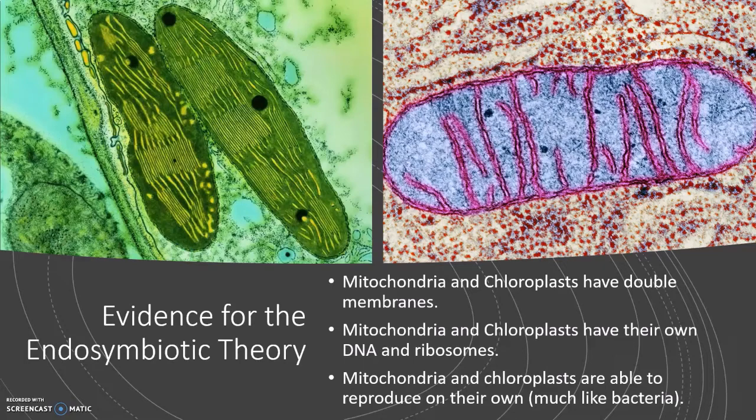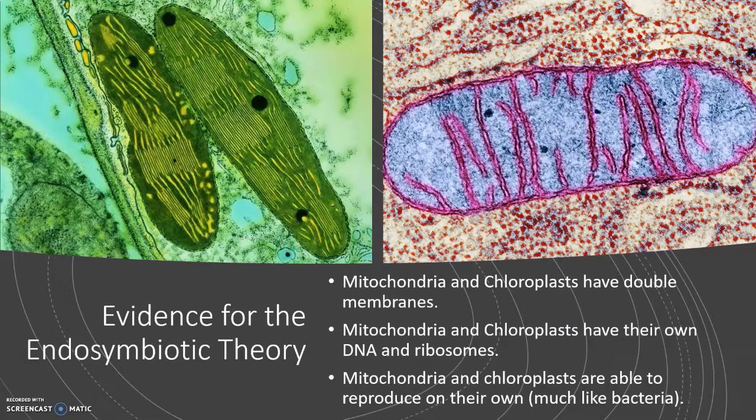Mitochondria and chloroplasts also have their own DNA and ribosomes inside of the organelle. This has nothing to do with the nucleus of the cell. This mitochondrion and these chloroplasts actually have enough DNA to function completely without any instruction from the cell's nucleus.